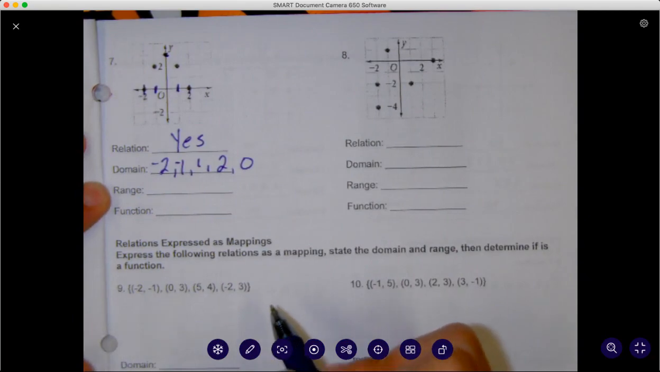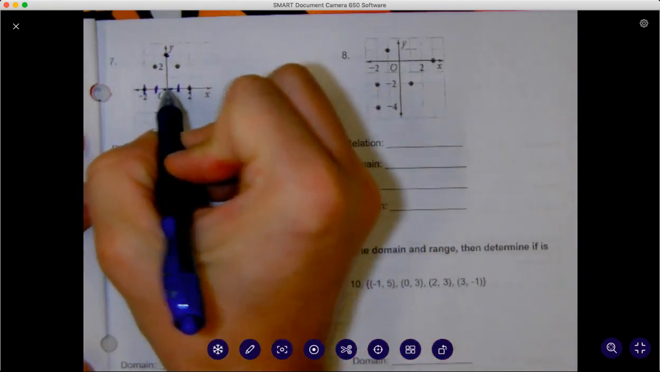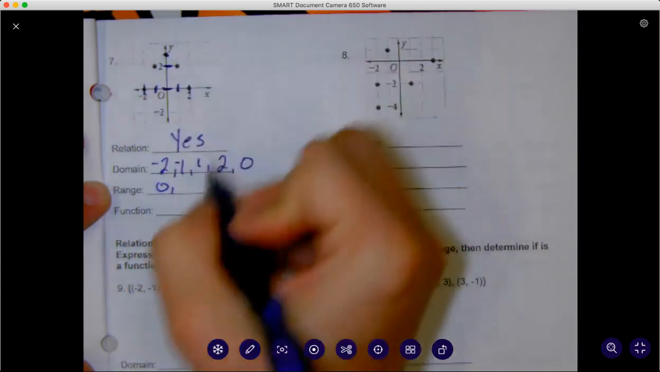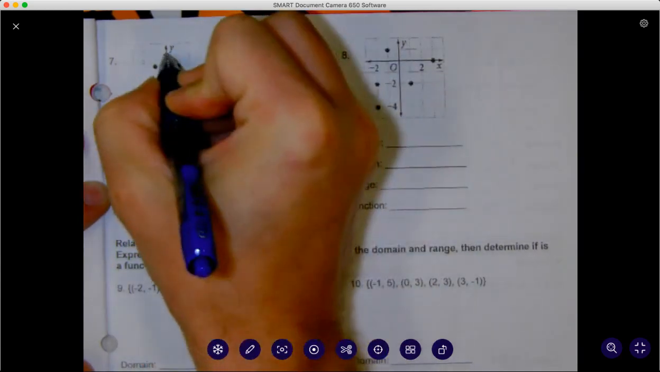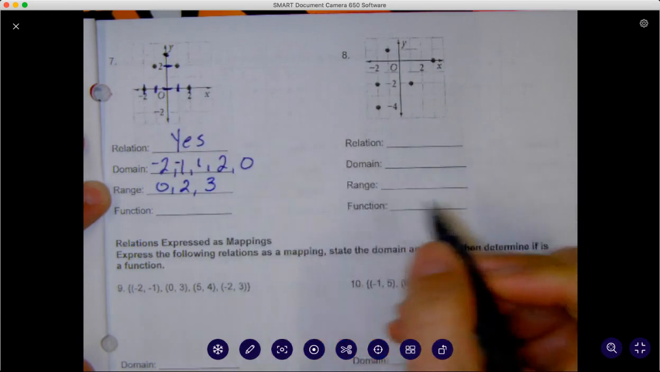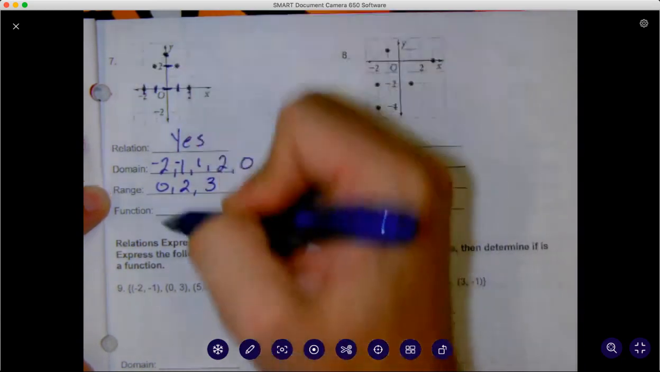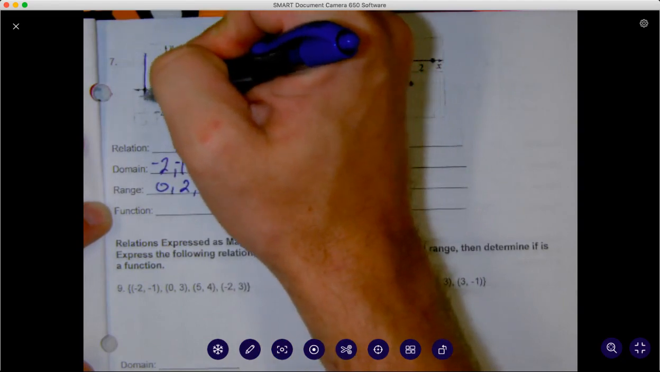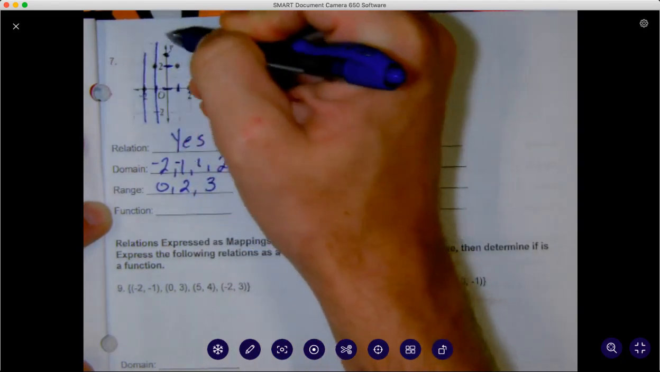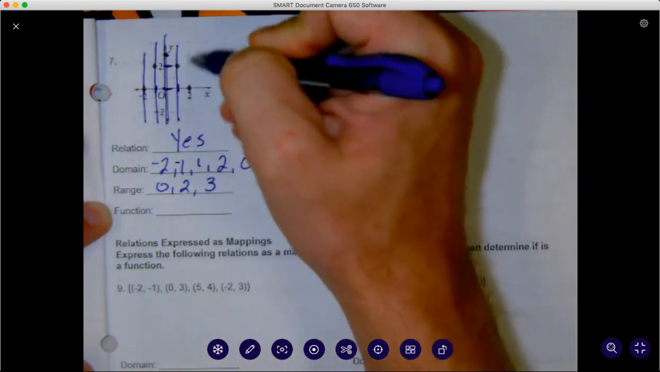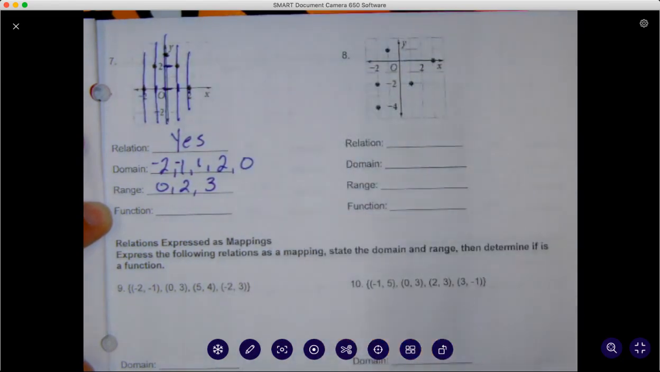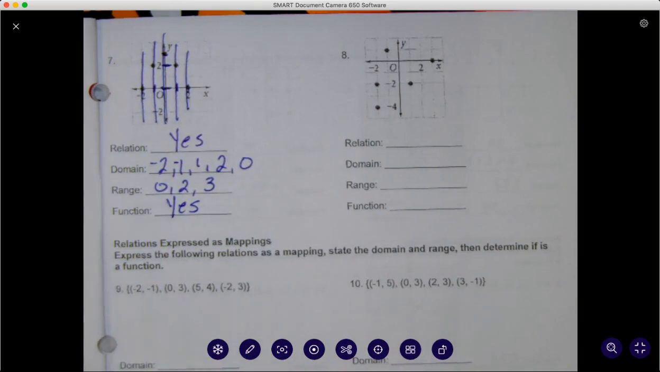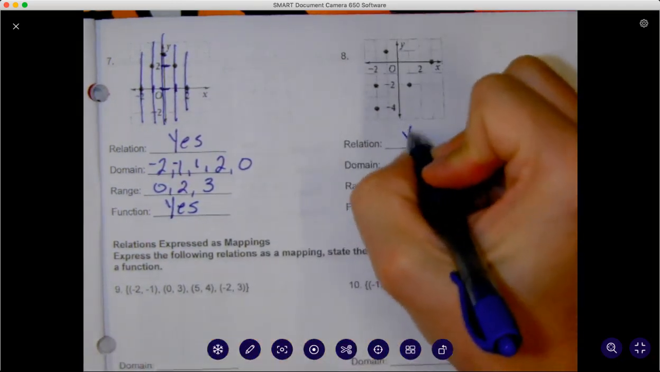The range is a list of y values. So on the y-axis, we're at 0, 2, that one I missed, 3. So if we do the vertical line test to see if this is a function, passes here, passes here, passes here, passes here, passes here. So we pass the vertical line test. So yes, this is a function.